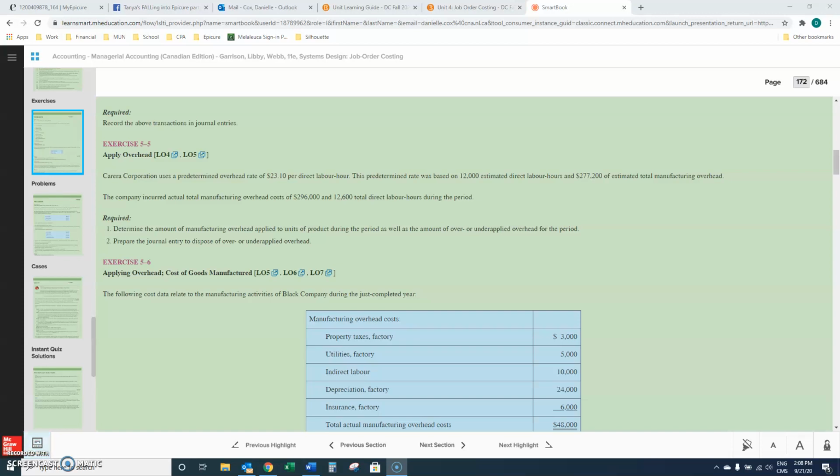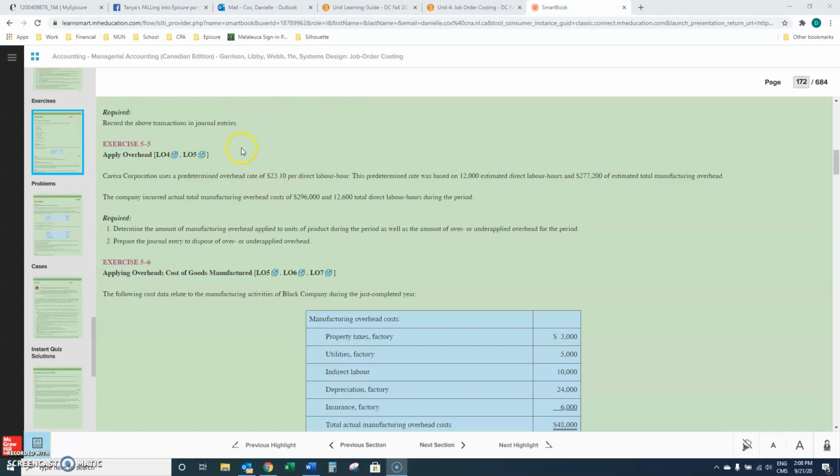Okay, now let's take a look at exercise 5-5. So this business uses a predetermined overhead rate of $23.10 per direct labor hour. The rate was based on 12,000 estimated direct labor hours and $277,200 of estimated total manufacturing overhead.